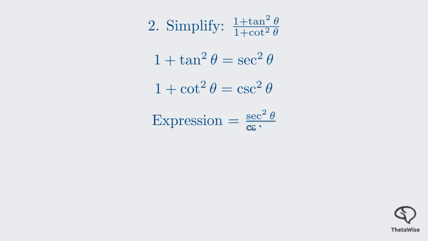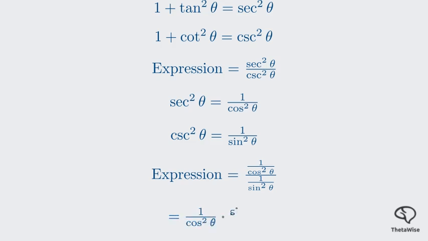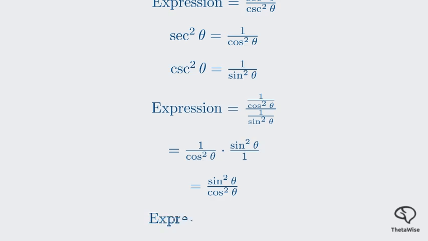We've simplified it, but we can do even better. Let's rewrite secant and cosecant in terms of sine and cosine using our reciprocal identities. Secant squared is 1 over cosine squared, and cosecant squared is 1 over sine squared. Our expression is now 1 over cos squared divided by 1 over sin squared. To divide fractions, we multiply by the reciprocal of the second one. This gives us sine squared over cosine squared. And we know that sine squared over cosine squared is just tangent squared theta, a nice, clean simplification.